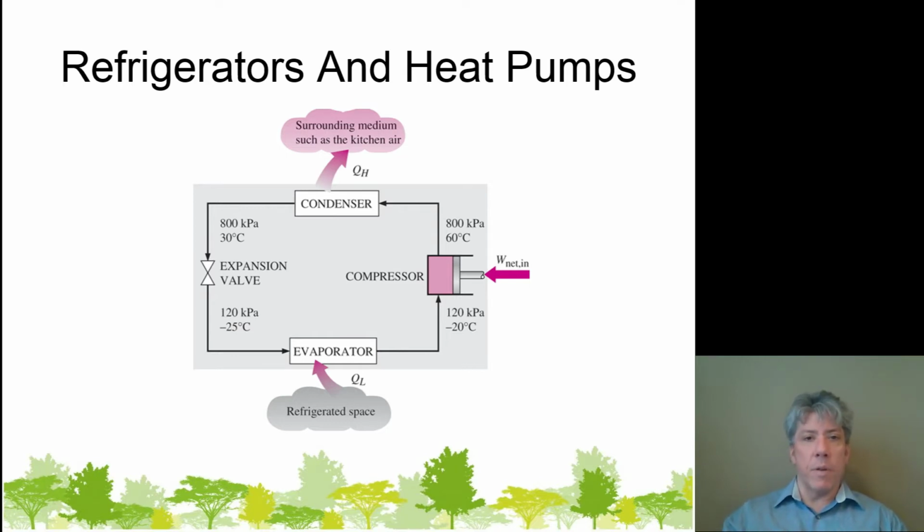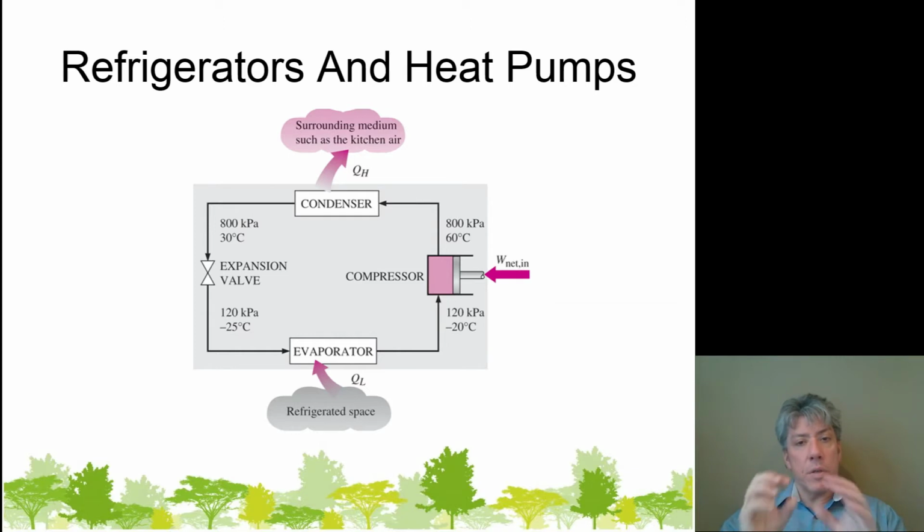Here's how a refrigeration or heat pump system typically works. This would be an example of your refrigerator in your kitchen. You've got a compressor on the right-hand side that takes in saturated vapor that's a refrigerant, compresses it so that it becomes a high temperature, high pressure superheated vapor, puts it into a condenser, and that condenser loses heat to the surrounding, say, kitchen air.